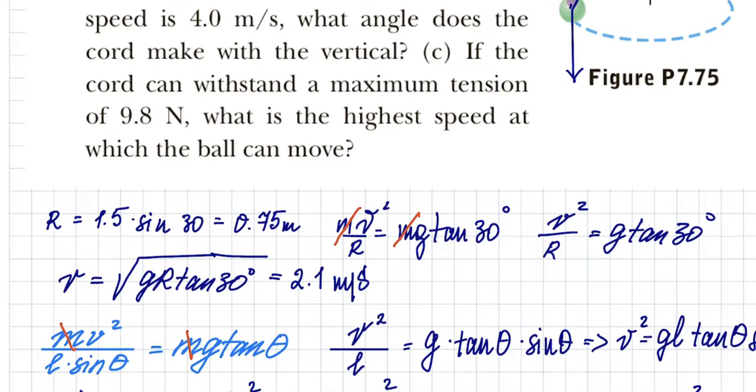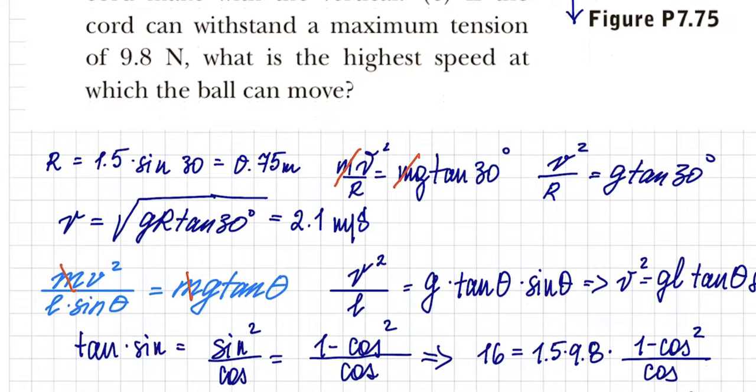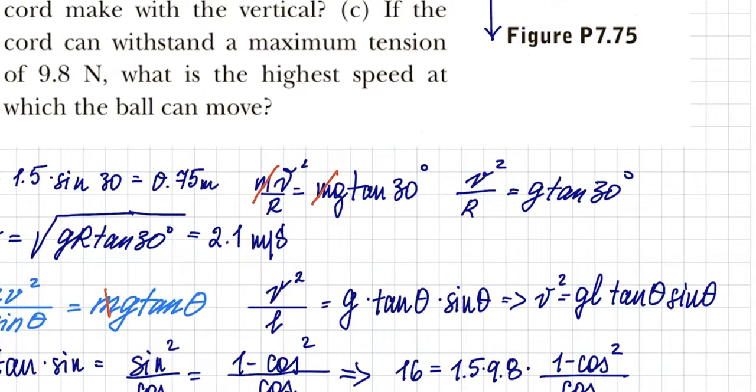Now tangent times sine is like sine squared over cosine, and sine squared is like 1 minus cosine squared. Voila! Tangent times sine equals sine squared over cosine. Sine squared is 1 minus cosine squared. So v squared equals g L tan sine, and so on.